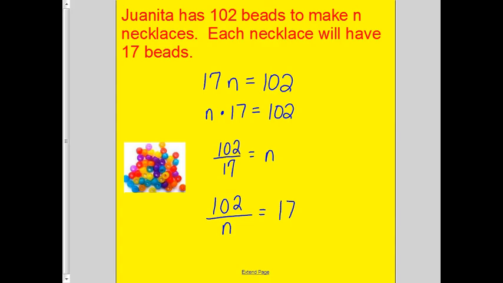Now, something you also need to be able to do when you look at these is tell what the variable stands for. So in this case, 17 is the number of beads on each necklace, 102 is the total number of beads, and N equals the number of necklaces we're going to make.